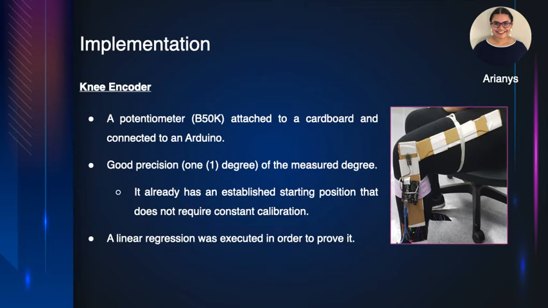Besides the electroencephalogram signals, we want to obtain the angle of the knee during the leg's movement. That's why we will use a knee encoder. The current model consists of a potentiometer, model B50K, attached to a cardboard and connected to an Arduino. The use of the potentiometer came up after finding out that it has an established starting position that does not require constant calibration like the previous model with a rotary encoder. After calibration with a linear regression, an improvement of 1 degree in the precision versus 9 was obtained using the potentiometer instead of the rotary encoder.